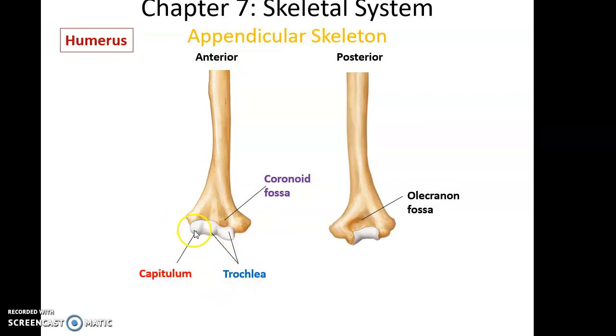This knob here, the lateral knob, is called the capitulum. This double knob here, smooth and rounded, is called the trochlea. So trochlea and capitulum. And then a little proximal to the trochlea is this depression here called the coronoid fossa. Then we flip the bone around to the posterior view. This extremely large depression here is called the olecranon fossa. So a lot of structures at the distal end of the humerus.